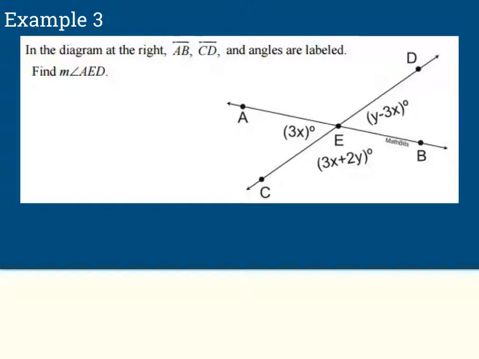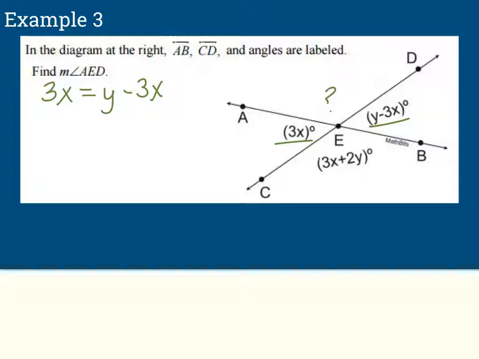Okay, in this diagram at the right, we have that lines AB and CD intersect, and we have the angles labeled, and we want to find AED. So they want us to find this angle here. If you notice, you have some x's and y's in here. So when you go to set this up, you kind of have to write down everything you know. So the first thing that we know is 3x is equal to y minus 3x. We know that because these are vertical angles, and vertical angles are congruent to each other.